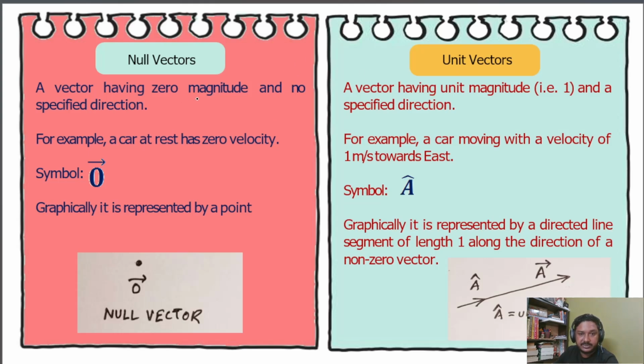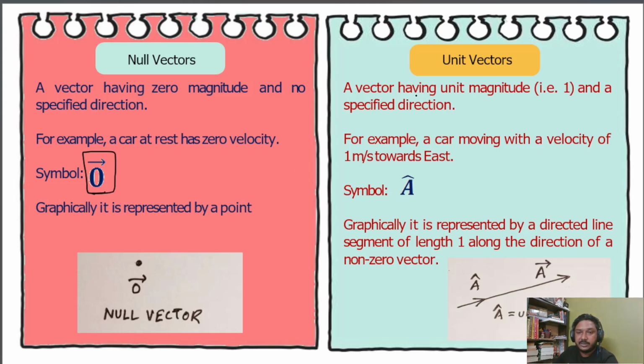A null vector has zero magnitude and no specified direction. An example is a car at rest. Its velocity is a zero vector. The symbol of zero vector is this, 0 with an arrowhead at the top, and graphically it will be represented by a simple dot. That represents a null vector.